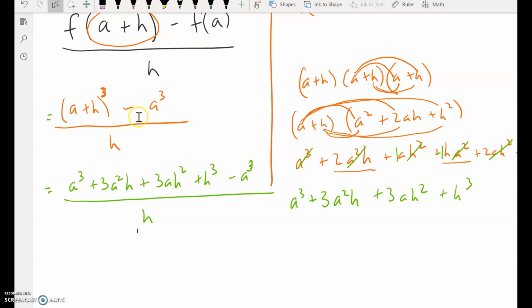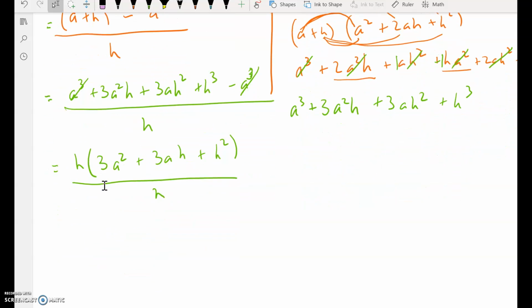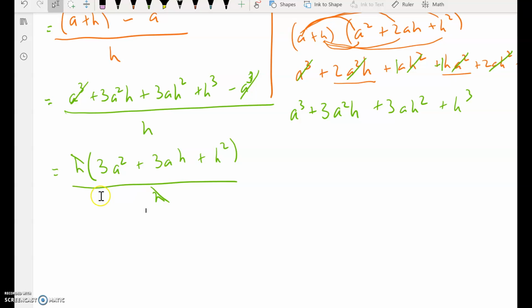Now this is a very interesting occurrence here, because notice this a cubed from the beginning cancels with this a cubed right there. And then all the other terms have an h in them, so I can factor out an h. And then I'm left with 3a squared plus 3ah plus h squared, divided by h. And then the h cancels. And that's my final simplified answer: 3a squared plus 3ah plus h squared.